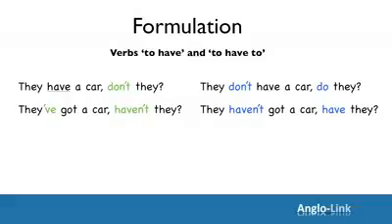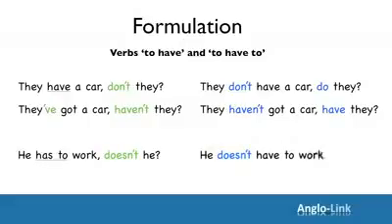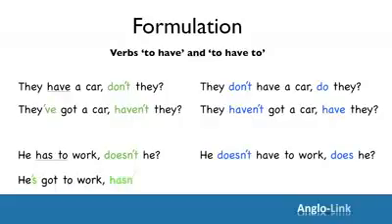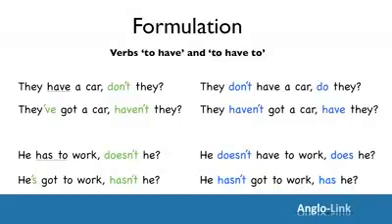Let's look at the example with the verb to have to show an obligation. You can say, he has to work, doesn't he? Or, he doesn't have to work, does he? If you add the word got into the sentence and say, he's got to work, then the tag becomes hasn't he? Or in the negative, he hasn't got to work, has he?